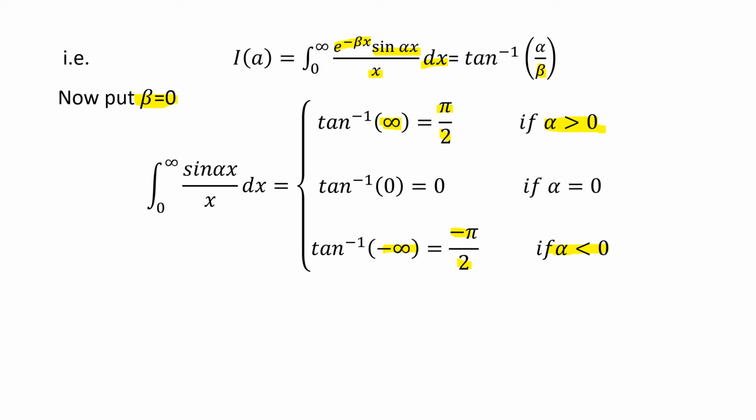But now if alpha is equal to 0, then without putting the beta value, we can put alpha as 0 here. So the value of this integral itself is tan inverse 0, and tan inverse 0 is 0, so the value of this integral is also 0. So we got the third condition, when the value of this integral is 0.